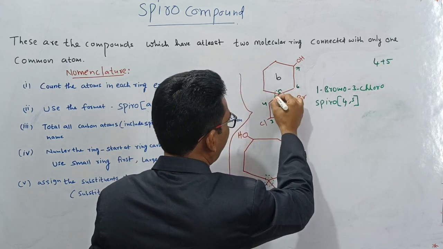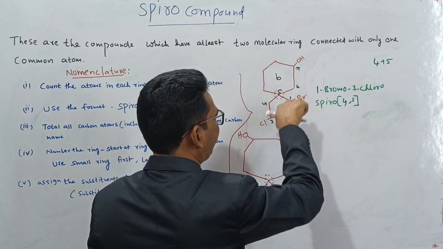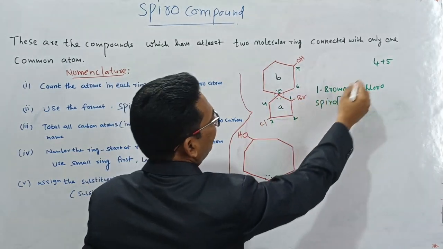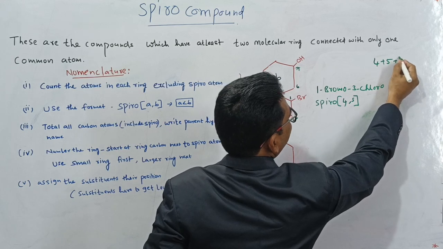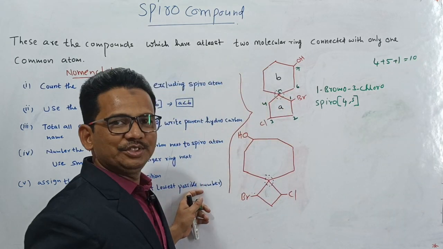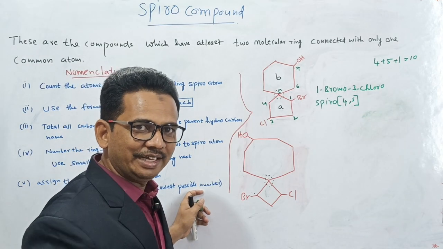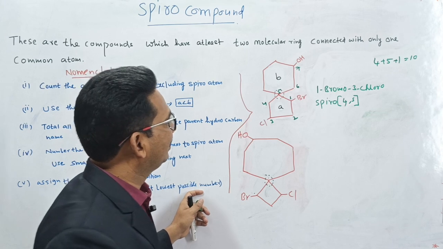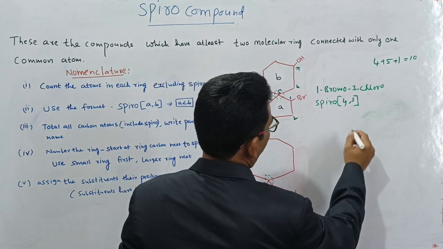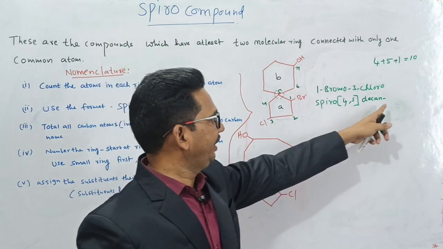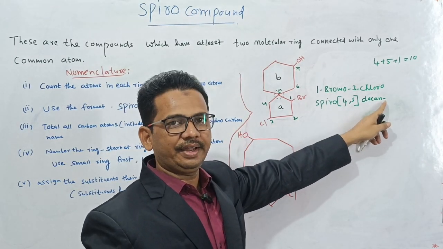The next atom will be here. We have to count ring atoms only, not the substituents. Now see, 4 plus 5 plus 1 is equal to how many? 10. What word root will come for 10? We learned in IUPAC nomenclature that 10 means dec, decane. I am not writing the E here, I just mention decane.